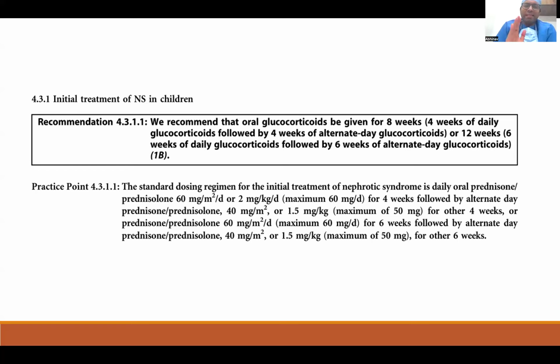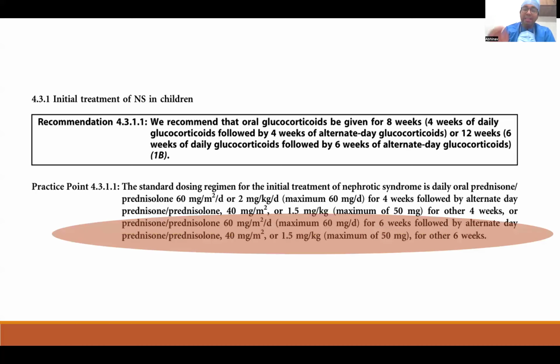Most of the times in the exam, you will not get either 4 or 6. The option will be 8 weeks total, so 8 to 12 weeks is the option you have to opt for. So duration of therapy in steroid sensitive nephrotic syndrome will be 8 to 12 weeks, which includes 4 to 6 weeks of daily steroids followed by 4 to 6 weeks of alternate day steroids.